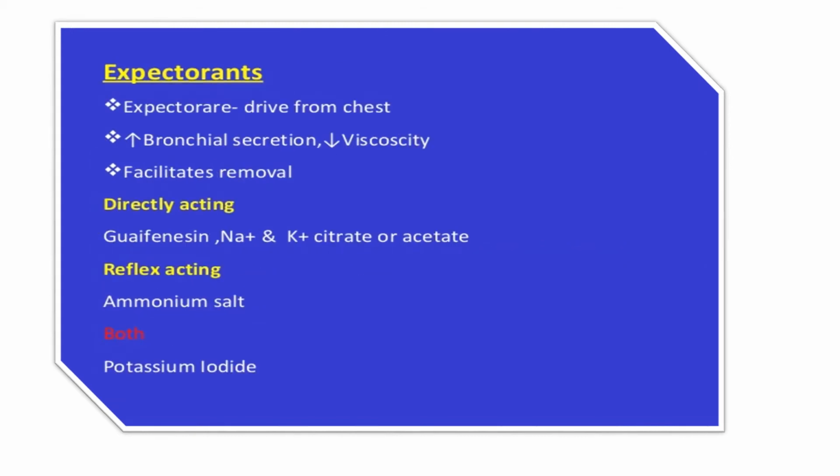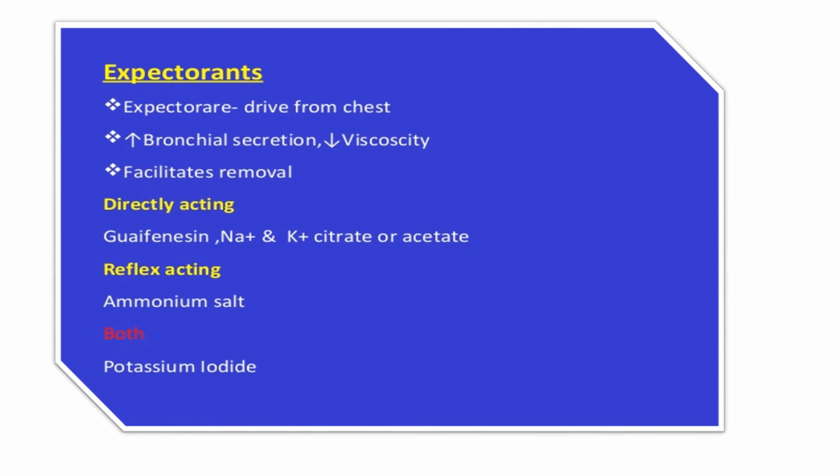Coming to the expectorants. Expectorants help to pull out the mucus from the chest and expel it out. They increase mucus secretion, and this also facilitates a decrease in viscosity and an increase in bronchial secretion. It also helps in removal of the mucus from the lungs.